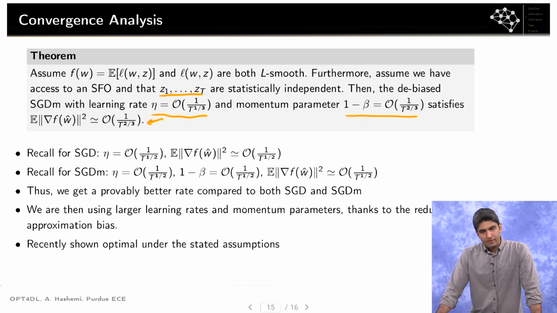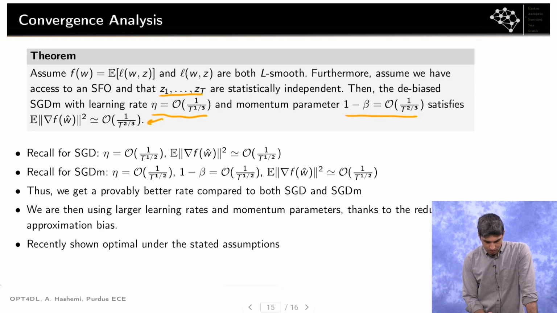Let's recall the result we had for SGD and SGD with momentum, and see how the new result compares. For SGD, and I'm doing some approximation here, which is fine for the sake of this discussion, we said that the step size has to be 1 over the square root of t, and the rate we got was also 1 over the square root of t.